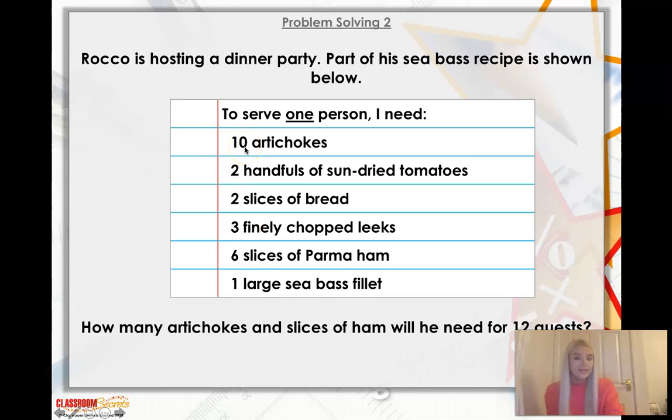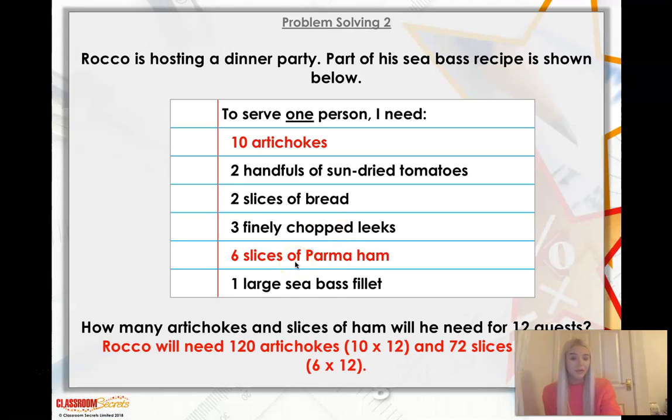Pause the video here. See if you can multiply these numbers, the artichokes and the ham, each by 12, because then we know that he will have enough artichokes and ham for 12 guests. Pause the video here and have a go, please. Fantastic. Now, if you decided to work out the others too, great job. However, we know that we are looking at 10 multiplied by 12, and we are looking at 6 multiplied by 12. So you should have worked out that he will need 120 artichokes and 72 slices of ham.